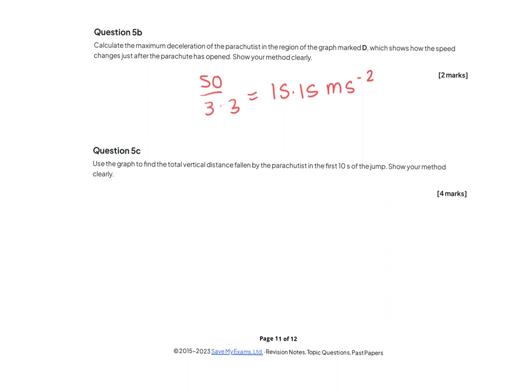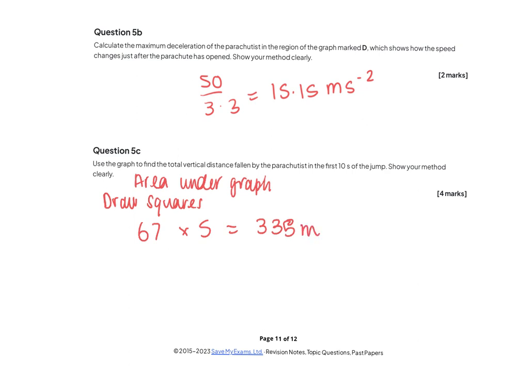Question 5C, use the graph to find the total vertical distance fallen by the parachutist in the first 10 seconds of the jump. Show your method clearly. So this is similar to the one that we did earlier. So we can draw the squares. So basically what we're doing is we're working out the area under the graph. I personally don't feel that's necessary. I've not seen that come up in the WJEC, but I'll explain what answer I got when I did it. So there is about 67 large squares. Each of them are worth a value of 5 meters. So you do 67 times 5, and it's about 335 meters under the graph in the first 10 seconds.